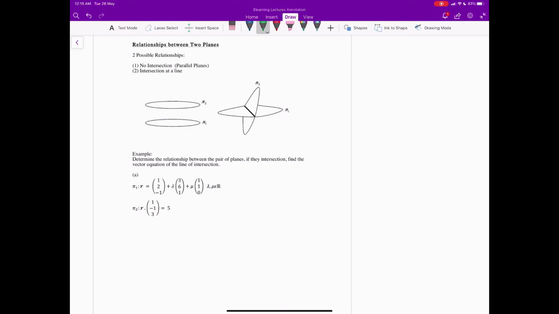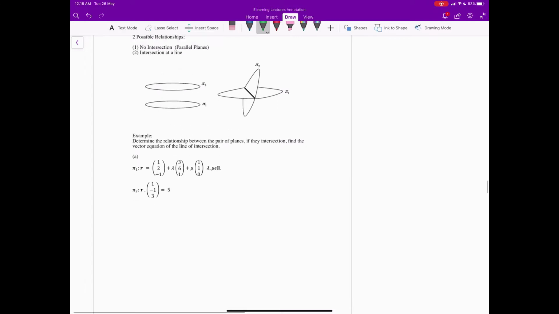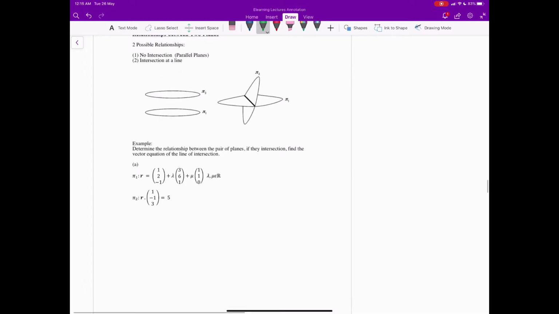Okay, the next part over here, we're going to talk about the relationship between two planes. For the relationship between two planes, essentially we have only two kinds of relationship. One, plane one and plane two are parallel. Number two, they're going to intersect at a line. So this one is no intersection, they are parallel planes. Then number two, they're going to intersect at a line.